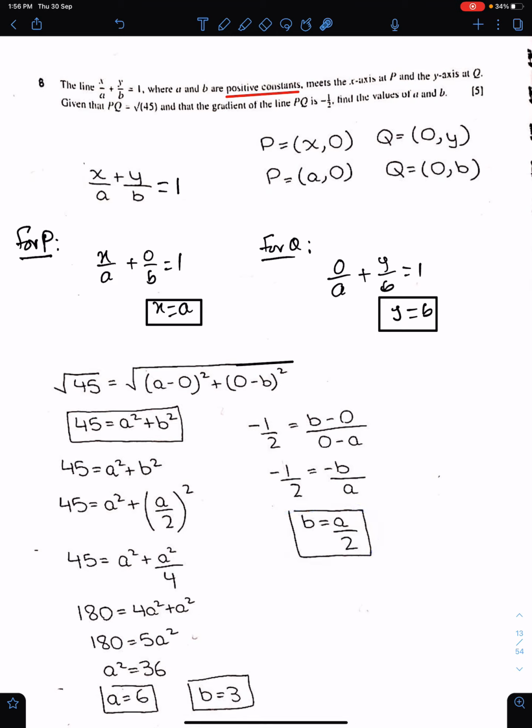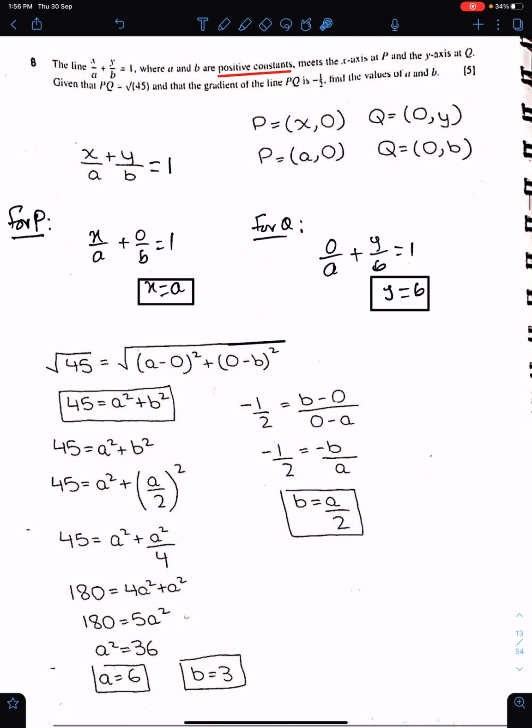By solving these two equations simultaneously, we can get the positive values of a and b. Make sure you give the positive values of a and b, because a and b are positive constants.